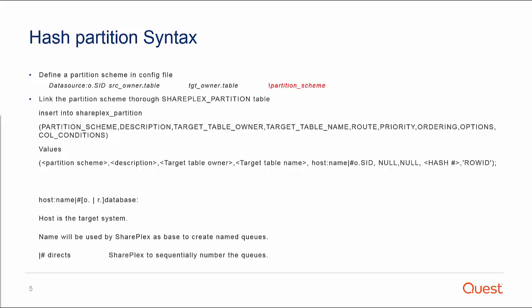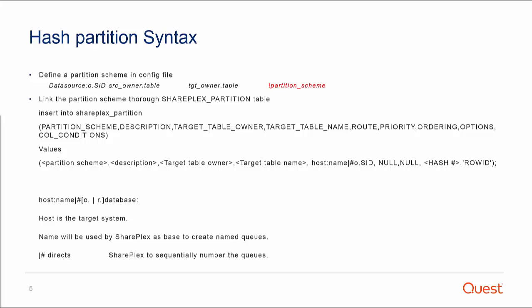Specify the partition scheme as the routing map in the configuration file, and it directs SharePlex to use the schema of the source table. SharePlex obeys the specifications of the partition scheme to process the data. You can only define one partition scheme per table in a replication. Define your partitions in the SharePlex partition table to link them to the partition scheme defined in the config file.